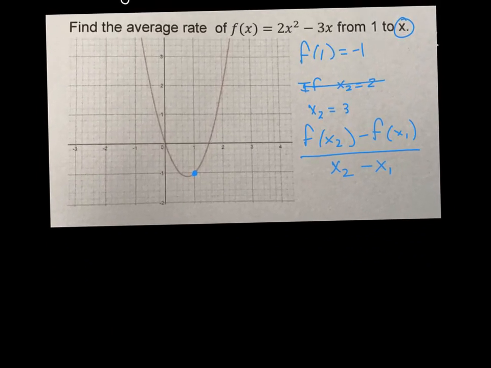So we already have our 1 point. We know that is positive 1, 1. That means that x1 is equal to 1, and f of x1, meaning when you plug that in, what does it equal? It equals y, and that is also equal to -1.